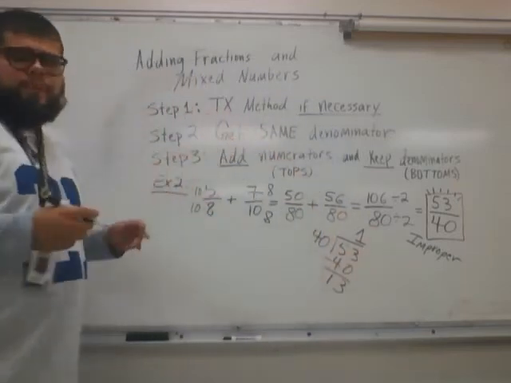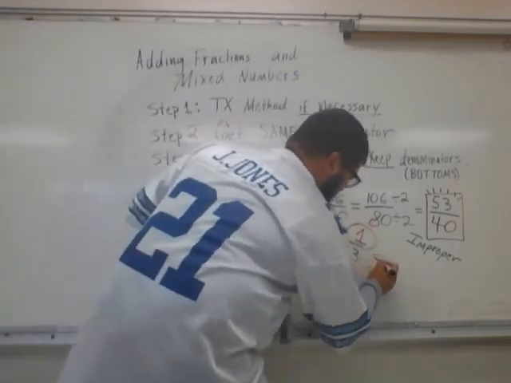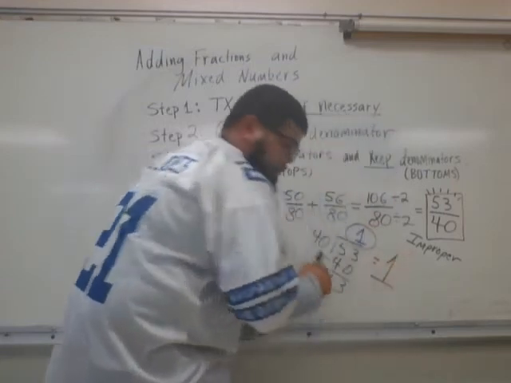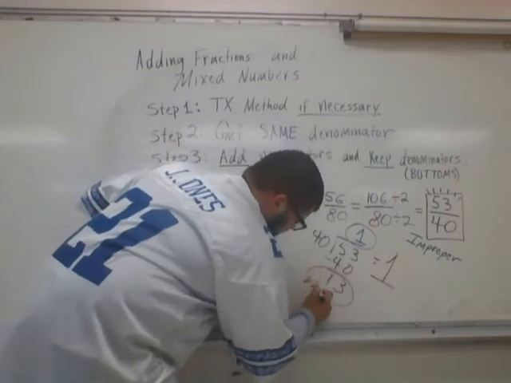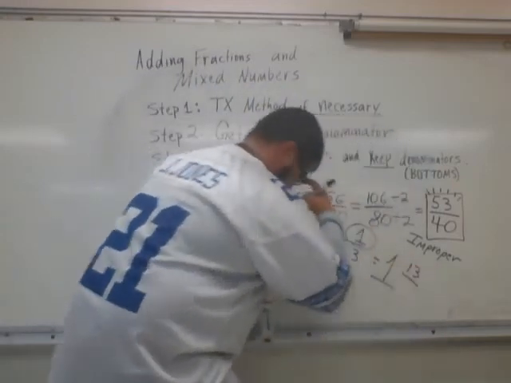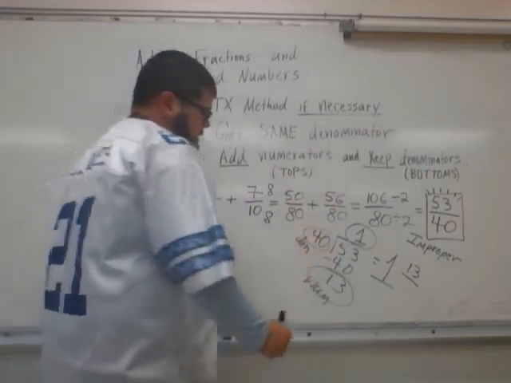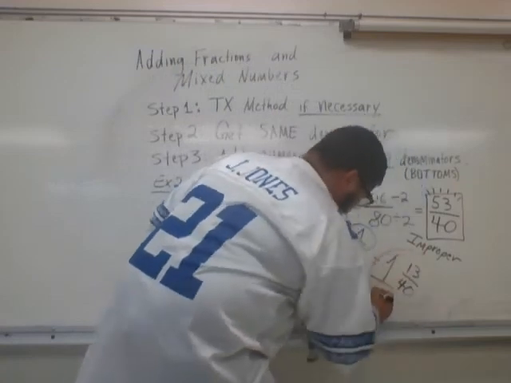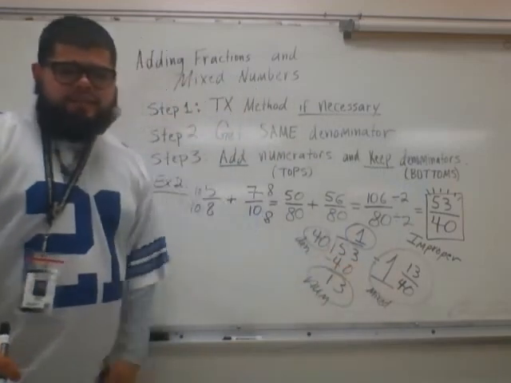So now we have our whole number, right? Which is going to be 1, capital 1, right? Not the bank, just the big one, right? And 13 is our numerator. I'm going to write N-U-M to represent numerator. And 40 is our denominator. I wrote den for denominator. And so this will be our answer as a mixed number.